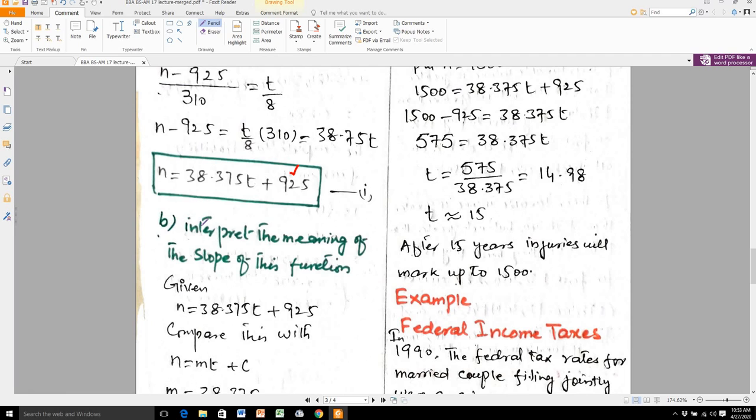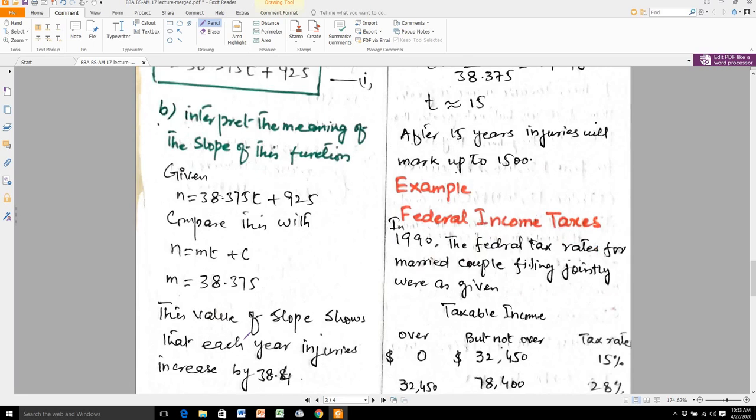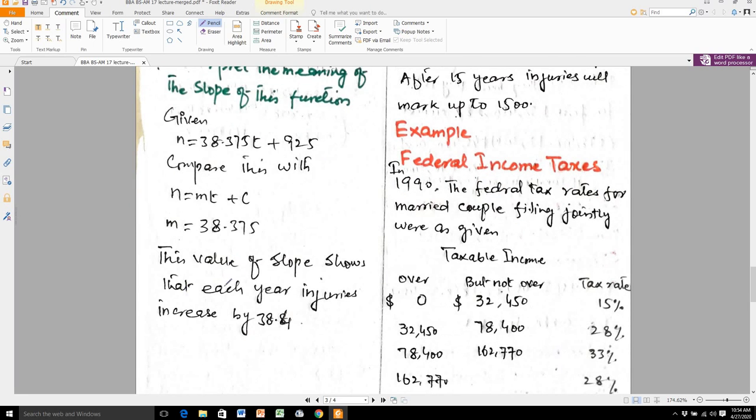Now we move on to part B. Interpret the meaning of the slope of this function. Given n is equal to 38.375 t plus 925, compare this with the general form, which is also called the slope intercept form, n is equal to mt plus c. So here m is equal to 38.375. This value of slope shows that each year injuries increase by 38.4. I'm writing here after rounding off.